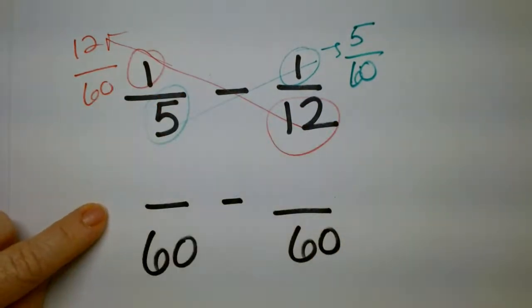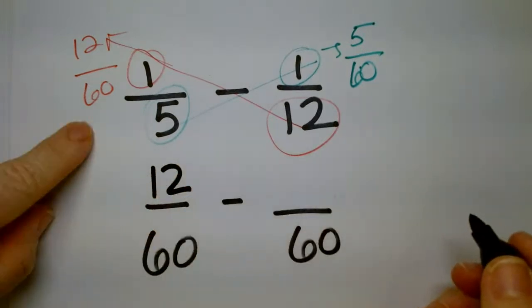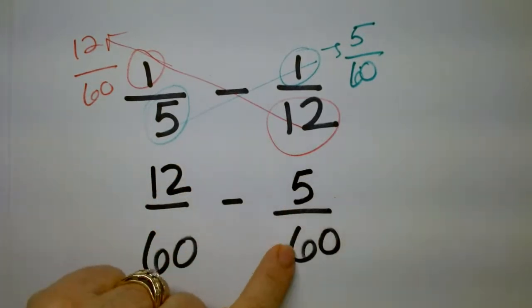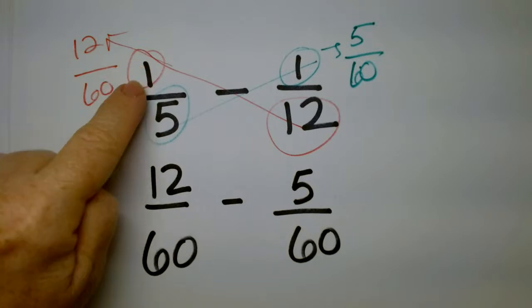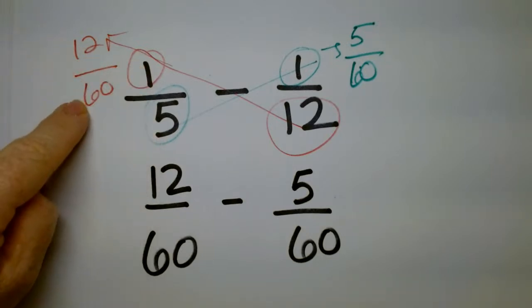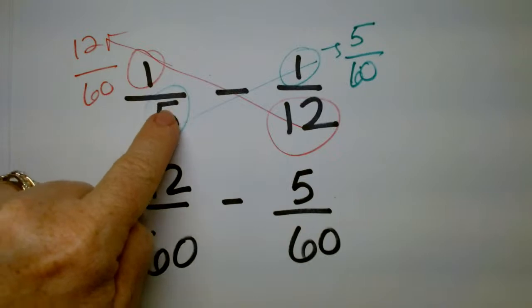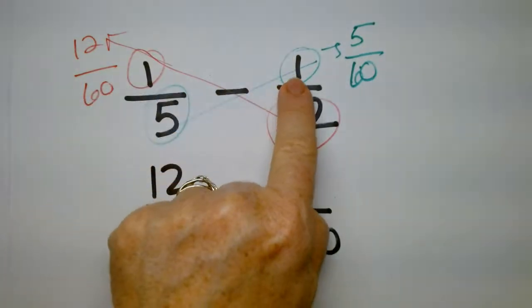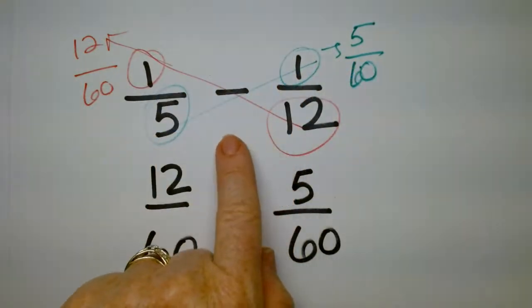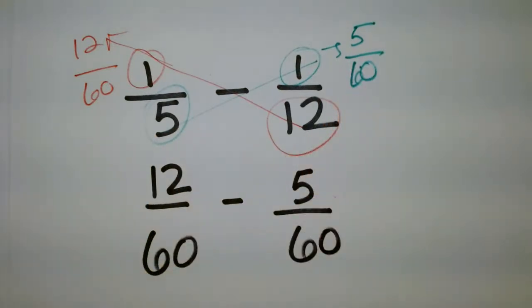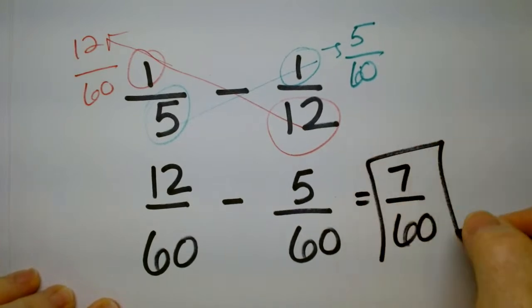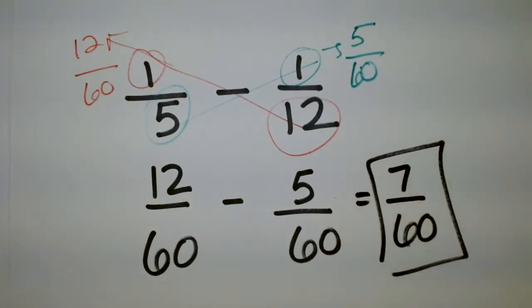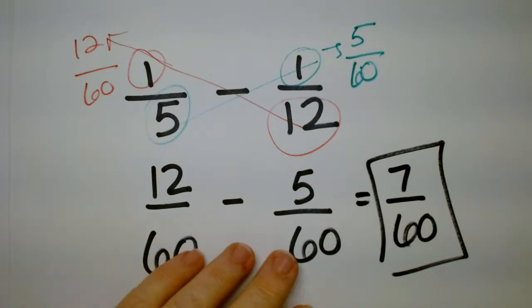So this is 12 over 60 minus 5 over 60. So it's the same thing we were just doing, but we're just saying, well, 12, I'm going to multiply it top and bottom. So I have 12 over 60. And the 5, I'm going to multiply it top and bottom. So 1 times 5 is 5. And 5 times 12 is 60. And then 12 minus 5 is 7 over 60. Good.